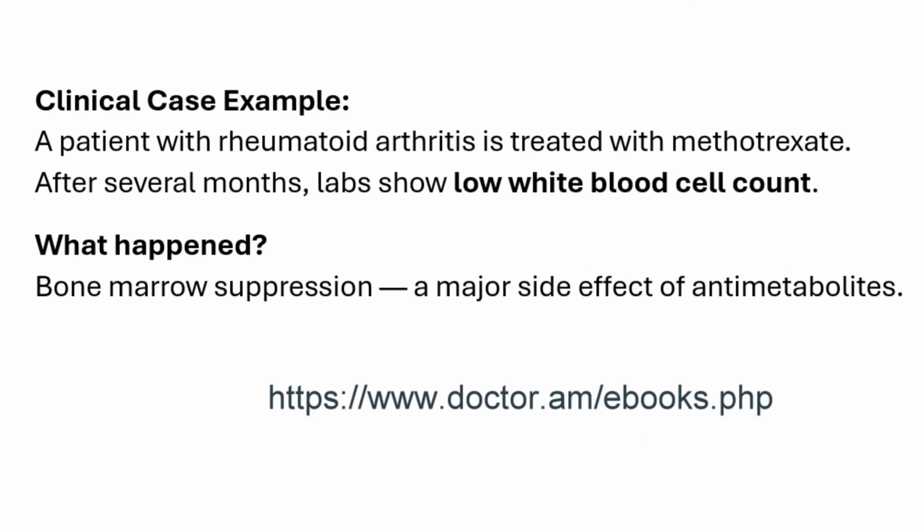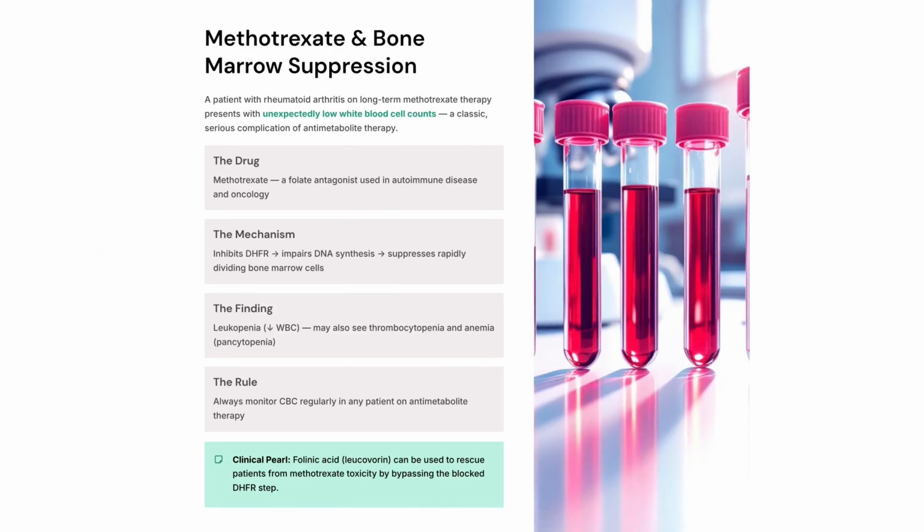Clinical case example. A patient with rheumatoid arthritis is treated with methotrexate. After several months, labs show low white blood cell count. What happened? Bone marrow suppression, a major side effect of antimetabolites. Always monitor blood counts.